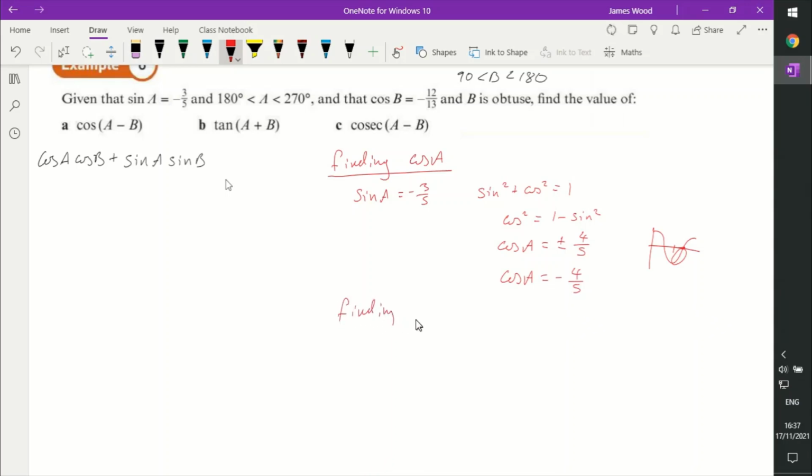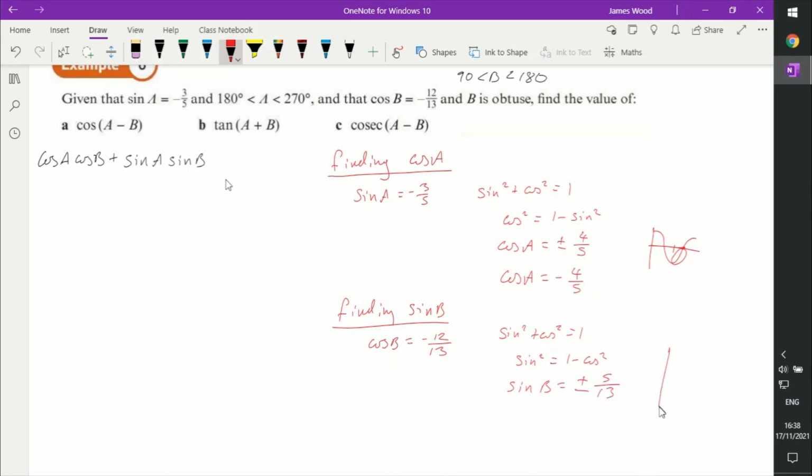We also need to find sine B to be able to use my formula. So I'm going to do exactly the same thing. I know that cos B is minus 12 over 13. I'm going to use sine squared plus cos squared equals 1. So that means that sine squared is 1 minus cos squared. So sine B is 1 minus 144 over 169, and then square root it. That would give me plus or minus 5/13.